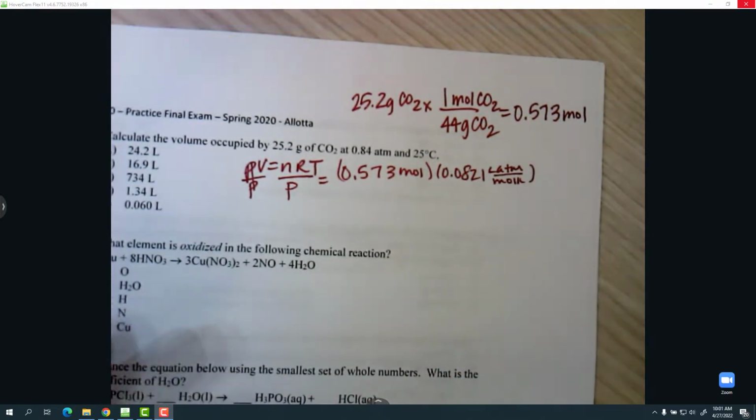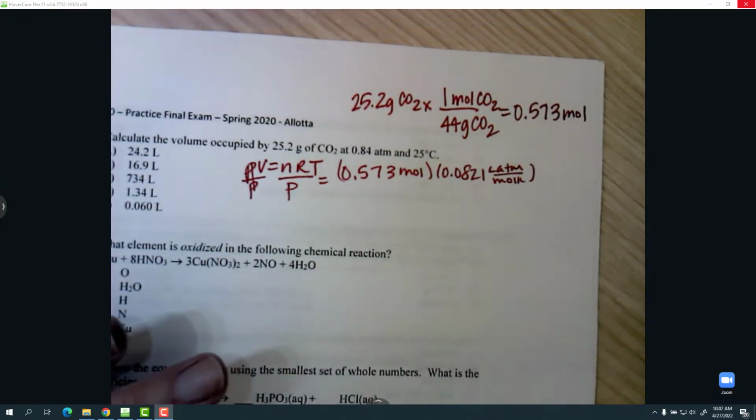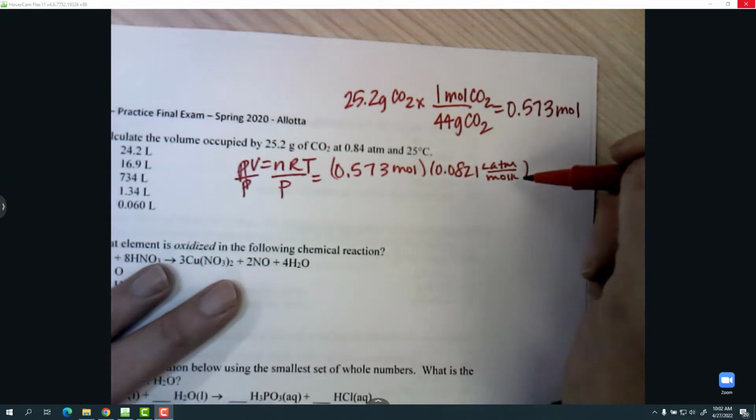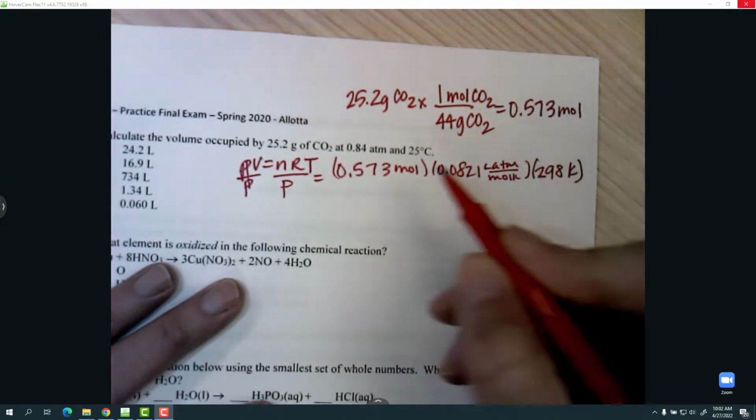The gas constant, there's 2 versions on the equation sheet. This is the only one we're going to be using in this class. We use the other one in Chem 2. I need to put my temperature into Kelvin. It's 25 degrees Celsius, so 298 Kelvin.